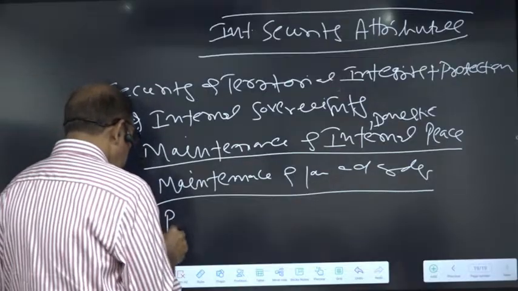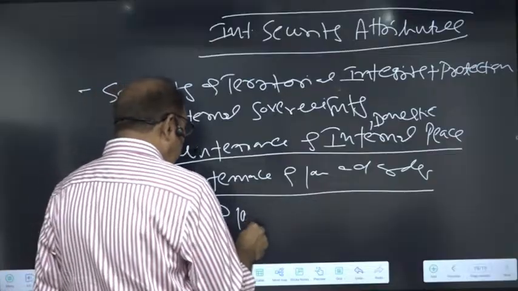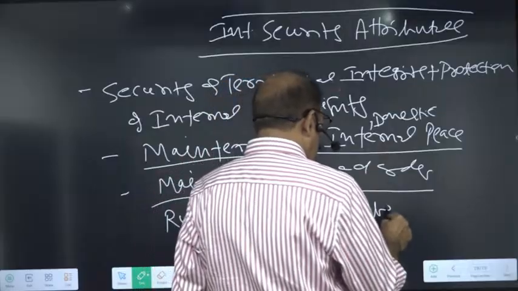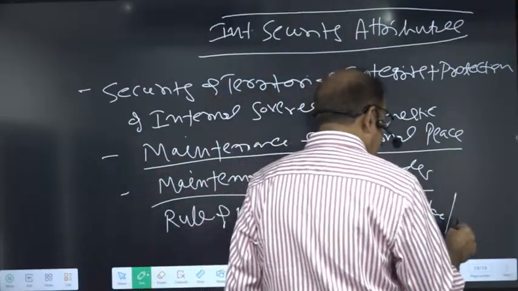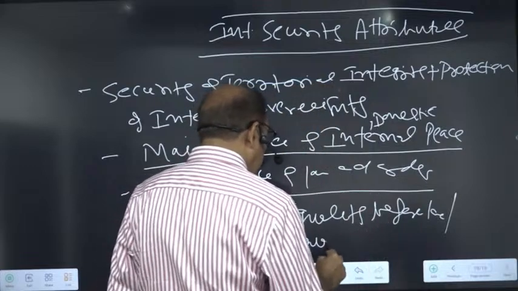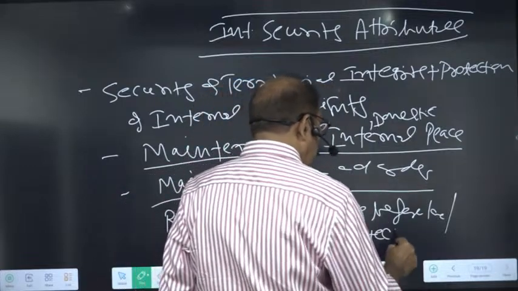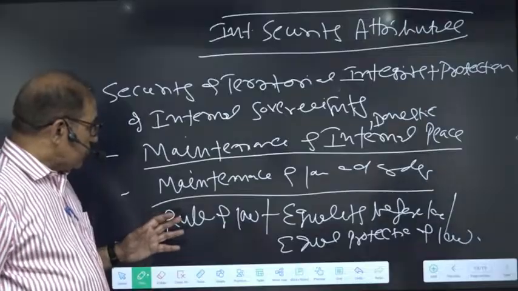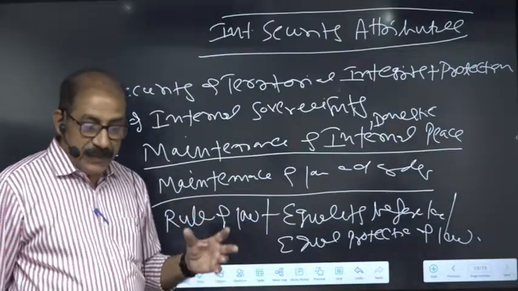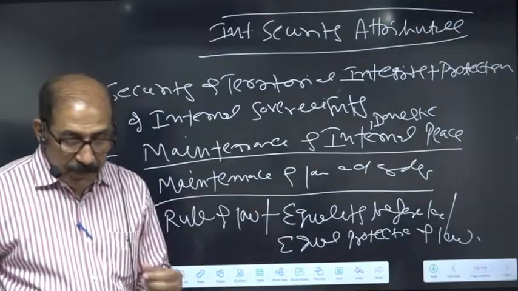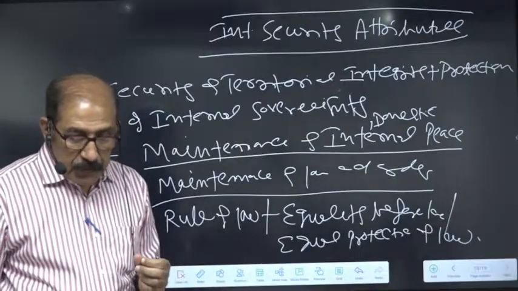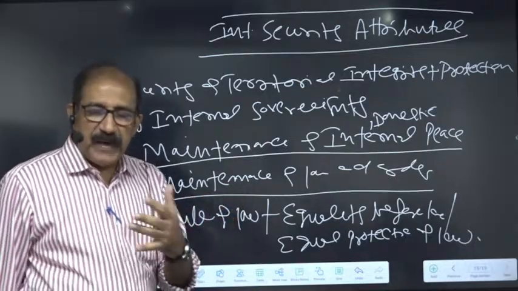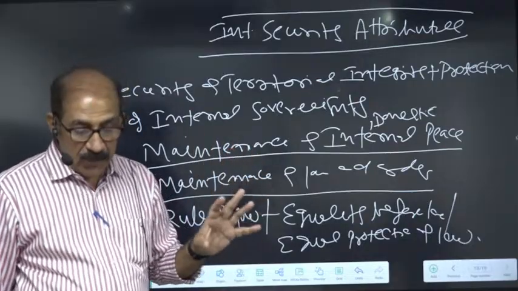What else should be there? Rule of law, equality before law, and equal protection of law. It means that irrespective of the status of a person, irrespective of caste, irrespective of language, he should get the same kind of treatment.